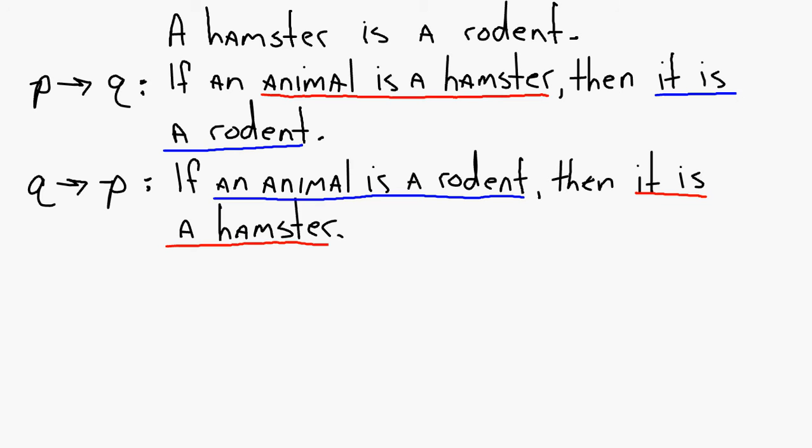And back on that original statement, I forgot to determine the truth value of the statement. If an animal is a hamster, then it is a rodent. Is that true or false? True. Now the converse. If an animal is a rodent, then it is a hamster. True or false? False. Good. Counterexample. Rats are rodents.